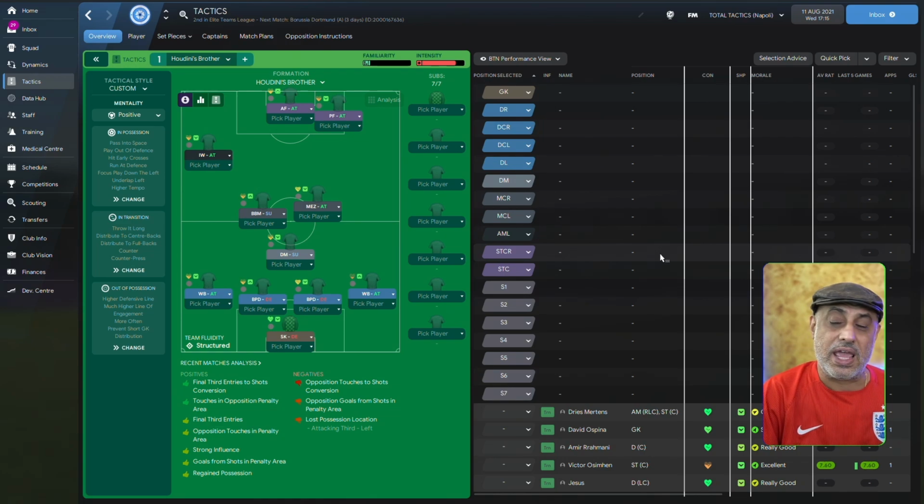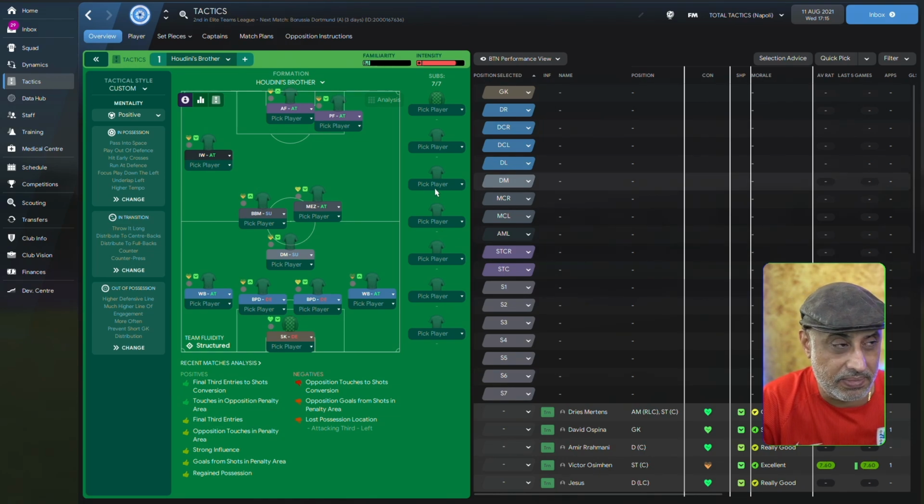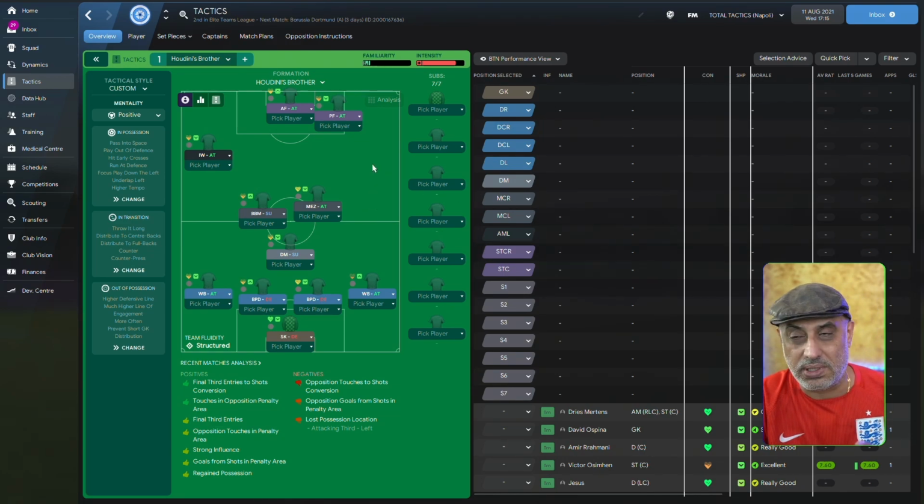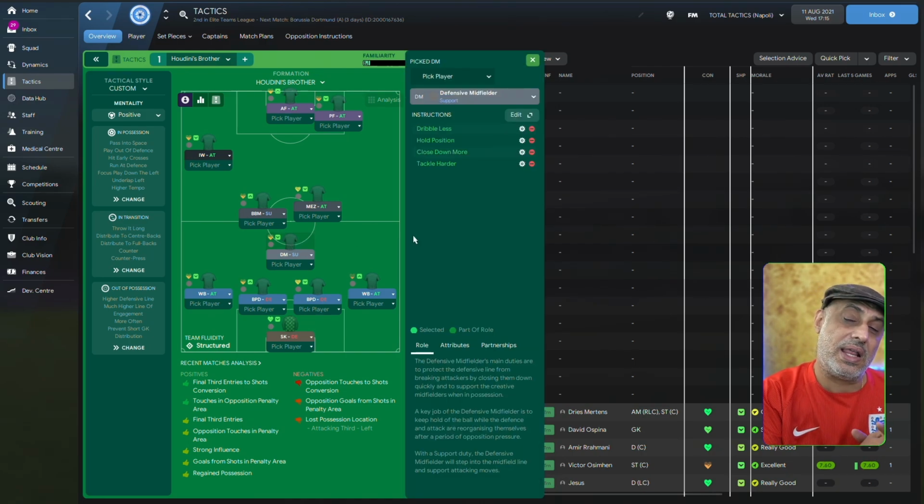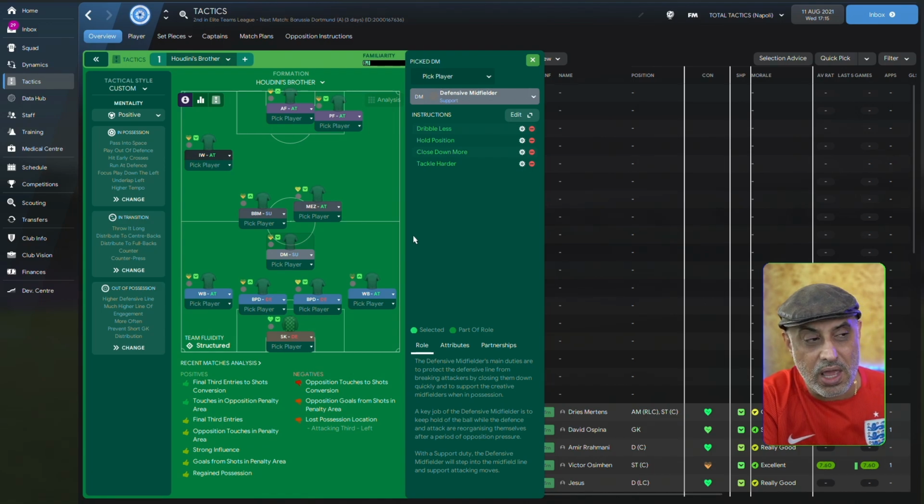Up top, we have an advanced forward, Bog basic. Nothing too fantastic about this role. He does what he's supposed to do. And at the back, we've got a DM. Now, I like the DM as a role, as opposed to other roles.